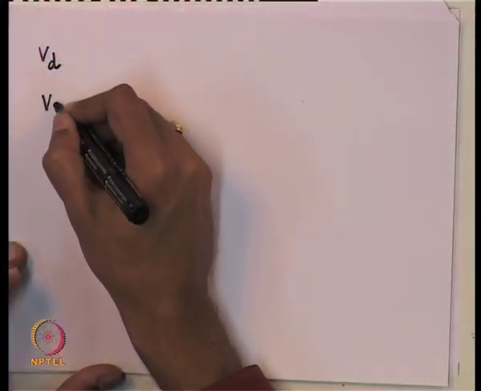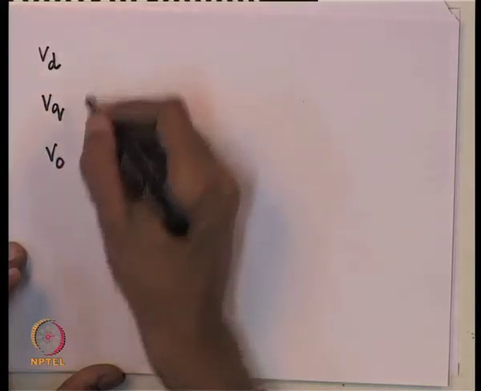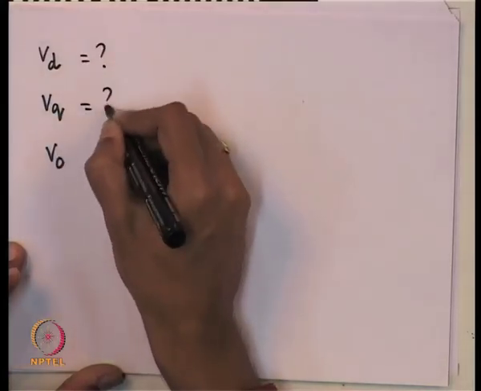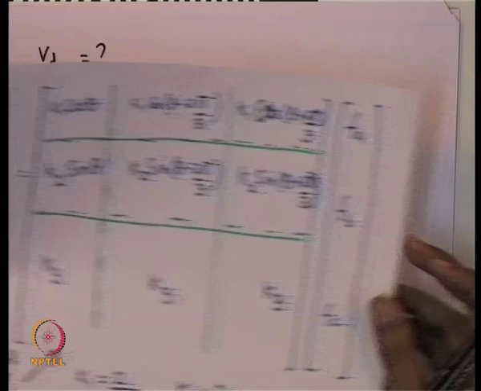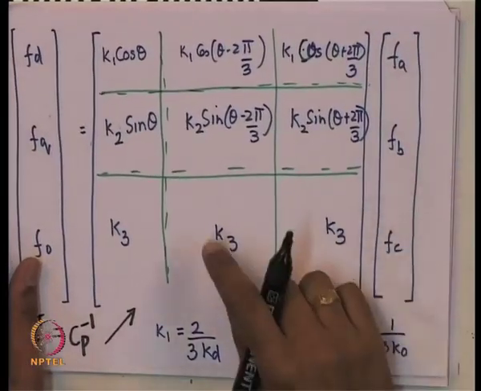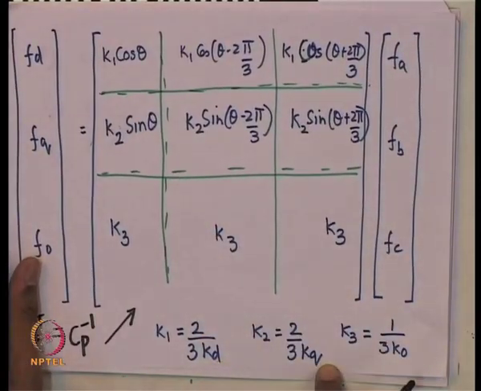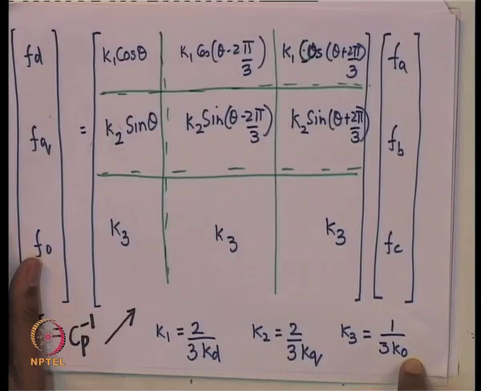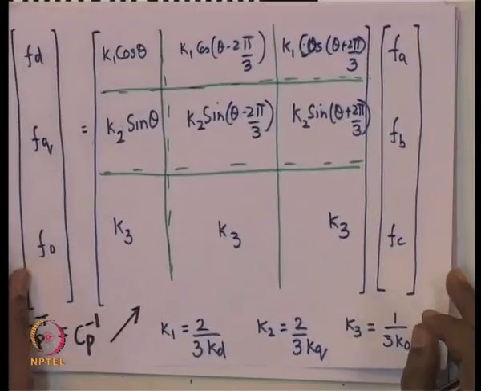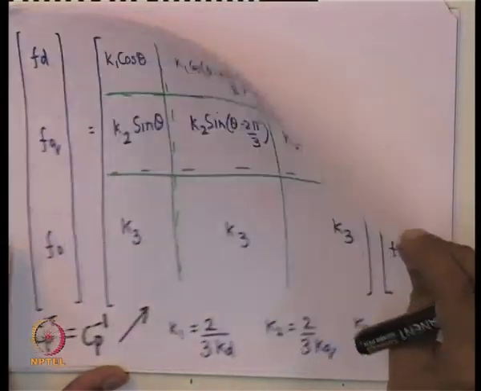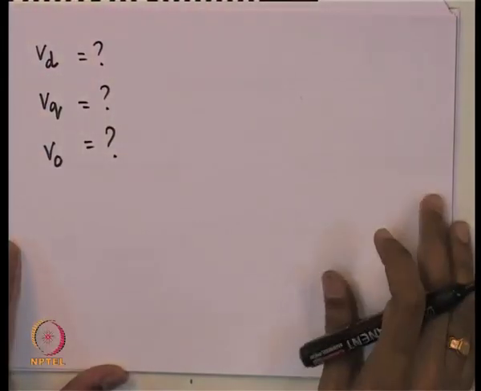In such a case, what will be V D, V Q and V naught? So, we can apply of course, this transformation which you have studied with of course, K D and K Q as root 2 by 3 and K naught is equal to 1 by root 3, but of course, I will not go through the complete manipulations. Let me try to just show by inspection what we will get.